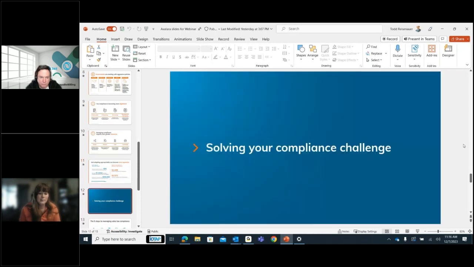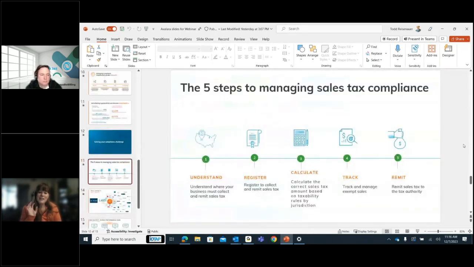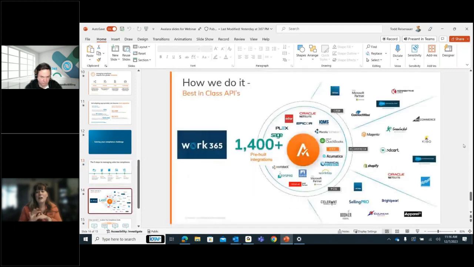So how do we help? There are 5 main steps to tackling sales tax compliance: understanding where you need to be registered, and getting registered there, getting that tax collection right, the calculation right, managing your exempt sales, and then getting it back to those government entities. And Avalara has an entire suite of services that can help with all of those different areas.